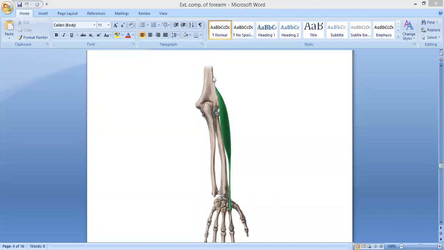Which muscle was coming from the upper two thirds? That was the brachioradialis muscle. And which muscle is coming from the lower one third? That is the extensor carpi radialis longus muscle, and it is going to be inserted over the dorsal surface of the base of the second metacarpal bone.